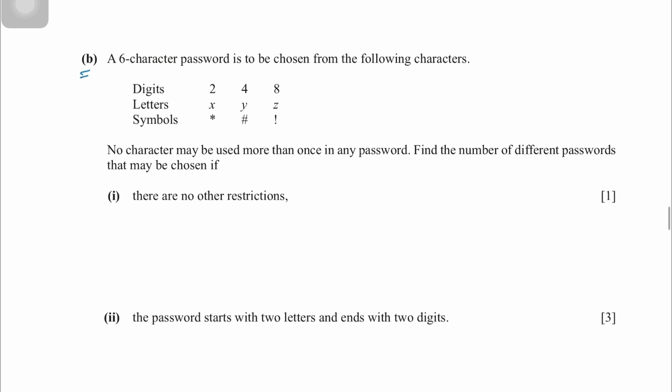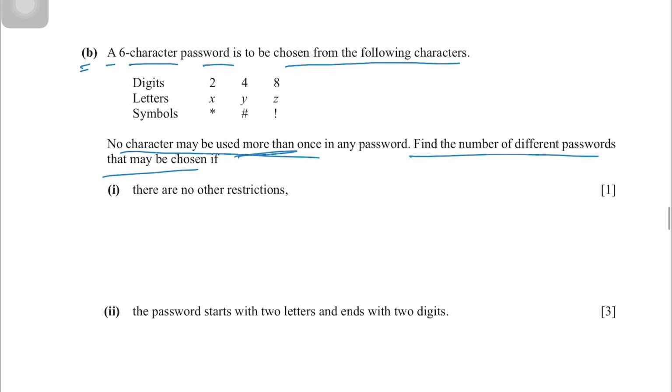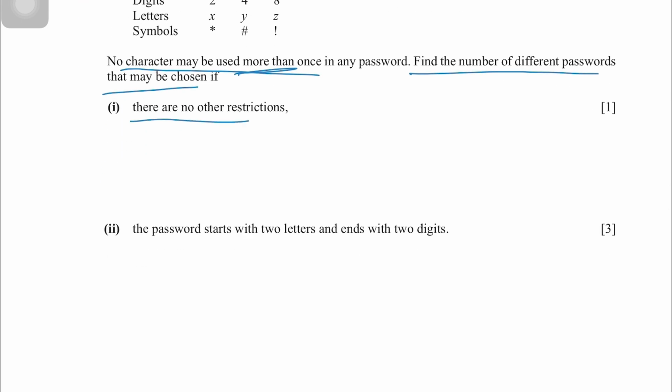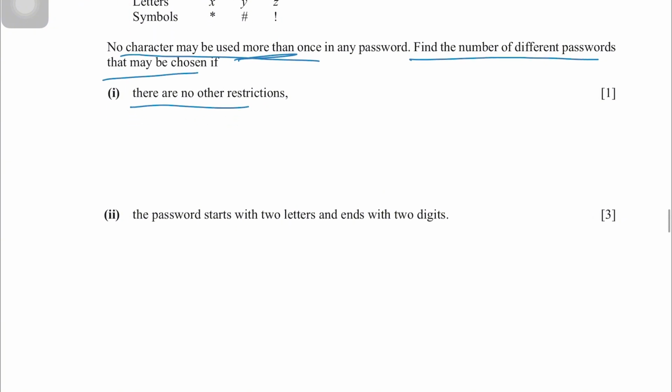Now moving on to part B, this is of permutation. A 6-character password is to be chosen from the following characters. No characters may be used more than once. Find the number of different passwords that may be chosen if there are no restrictions. Alright, so a 6-digit password has to be chosen. So this would be 9p6, since it can be anything, right?